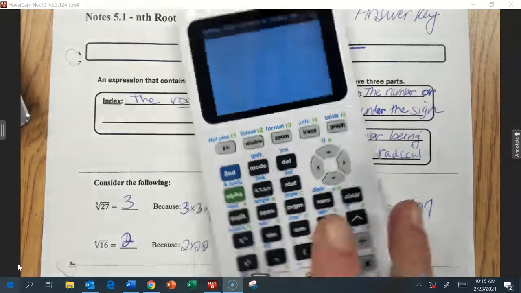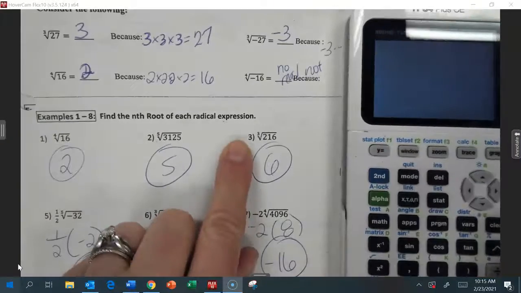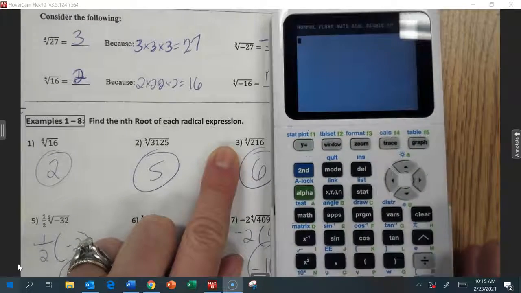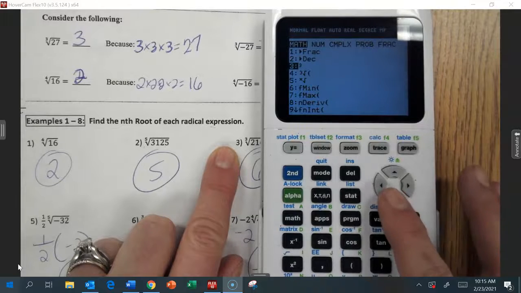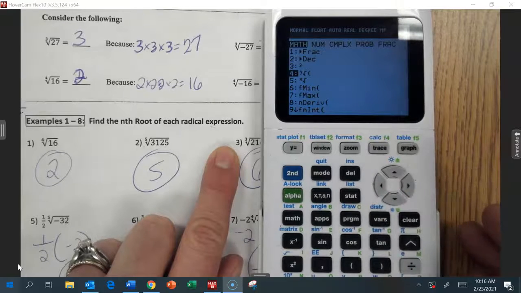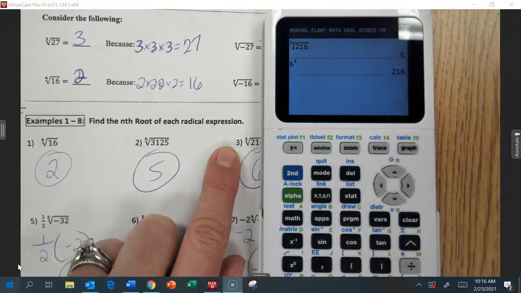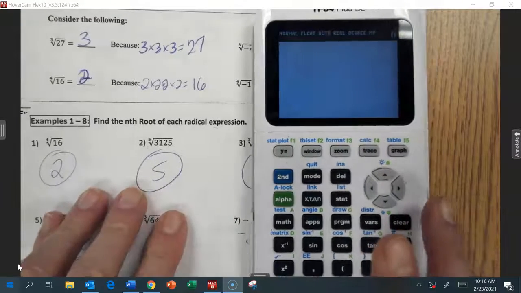I'm just going to review what we did in class. If you are using the cube root, and this was on the front of our notes, you're going to go to your math button and you're going to scroll down to that cube root sign, as you can see I'm doing. And we just typed in 216 and we got our root. And then to check it, the inverse operation is to go back. So 6 to the third power is 216. Okay. We did number 2.